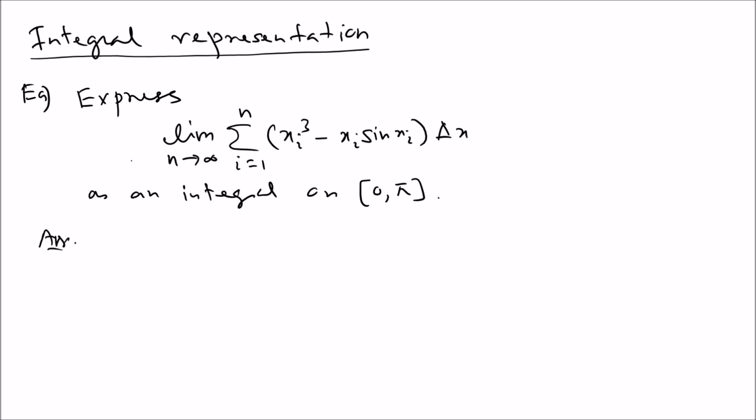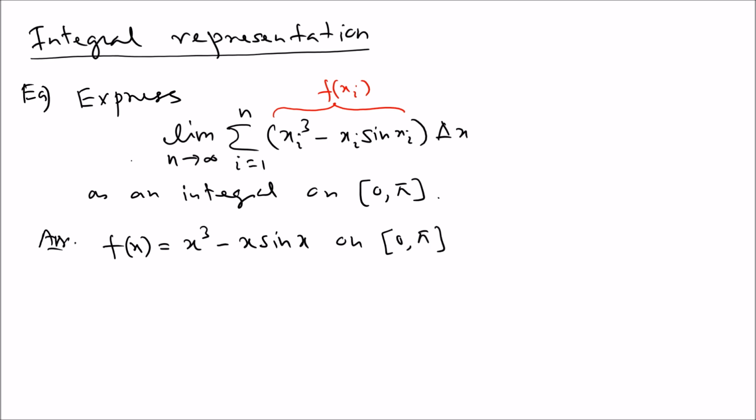You identify this as a Riemann sum, and then you know this part is the function part. You evaluate the function, so this is the f of xi part, and delta x becomes dx. So in this case you can see that f(x) is simply x cubed minus x sine x on the interval 0 to pi.